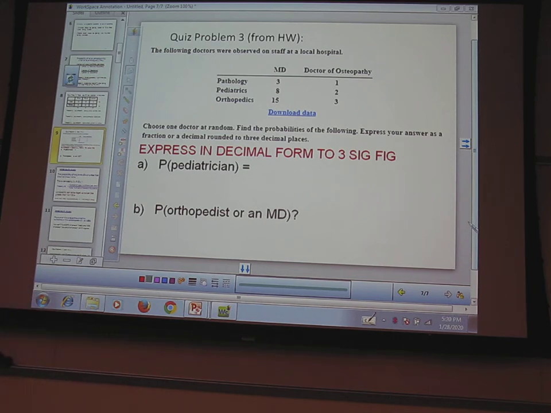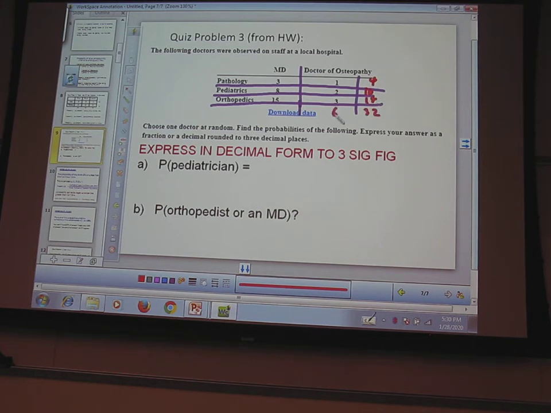I think it's a lot clearer if you just do this. And then you put in your totals: 4, 10, 18, 32, 6, and 26. Then this looks exactly like our puppy problem, right? This is almost the same exact thing as our puppy problem.